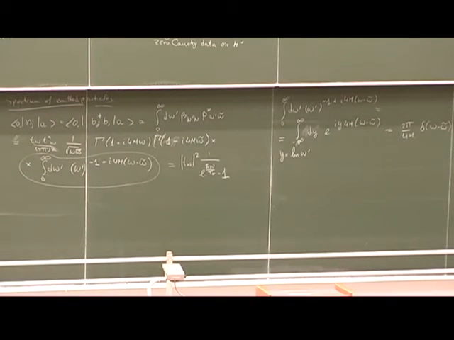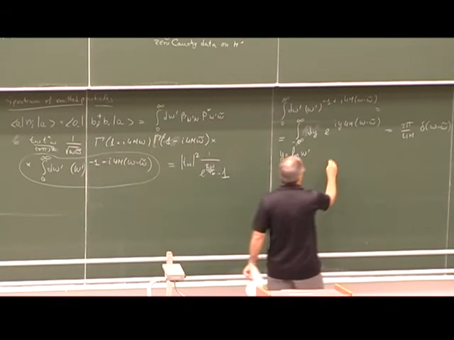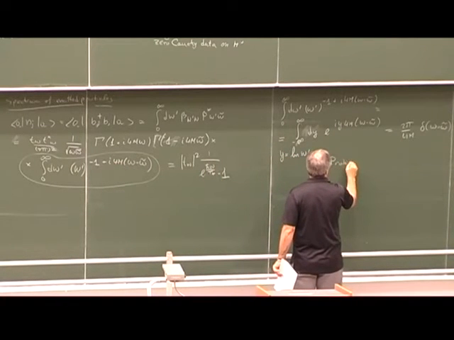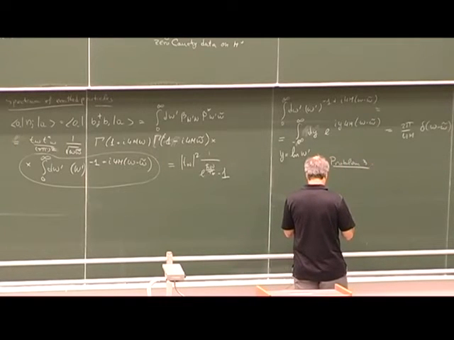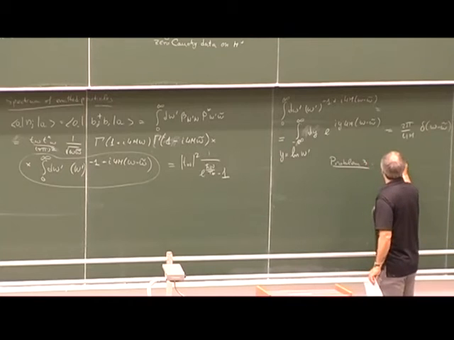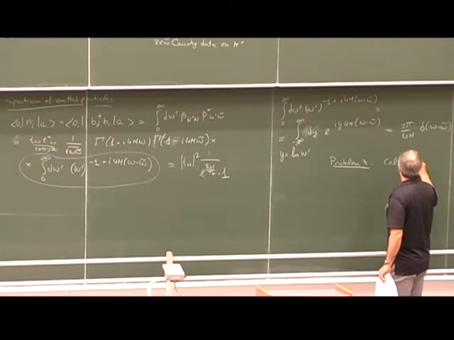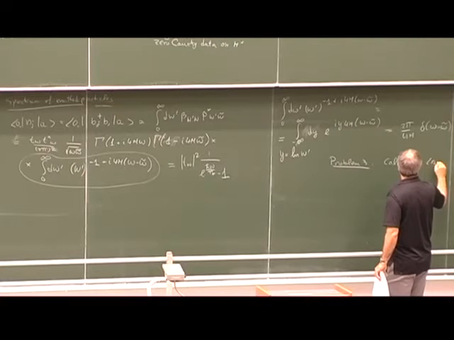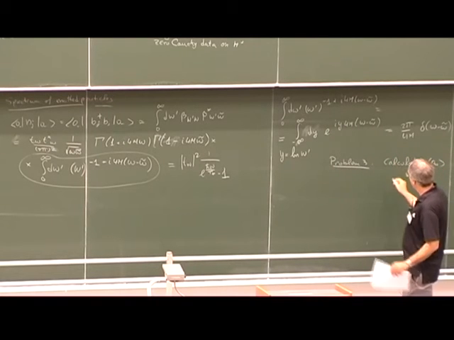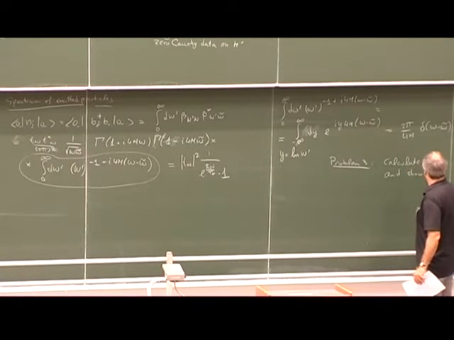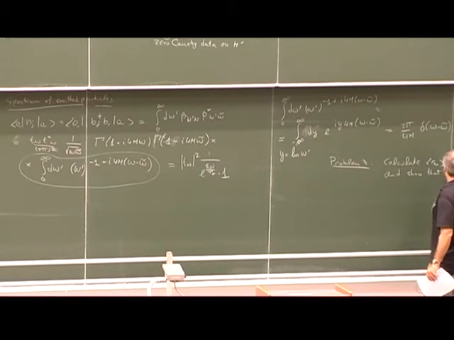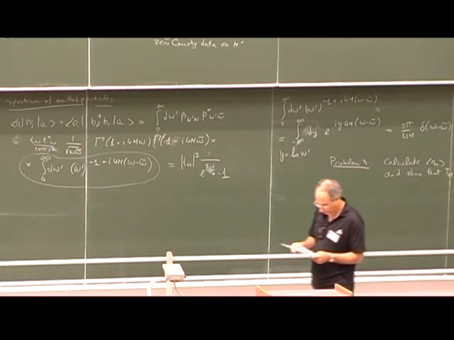So calculate n omega and show that the temperature is 1 over 8 pi.